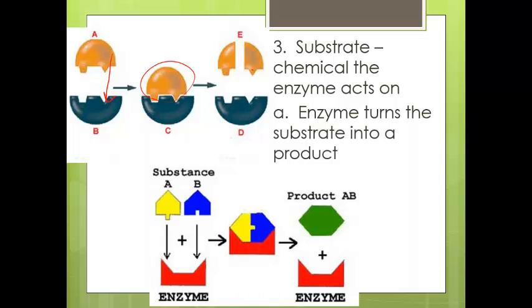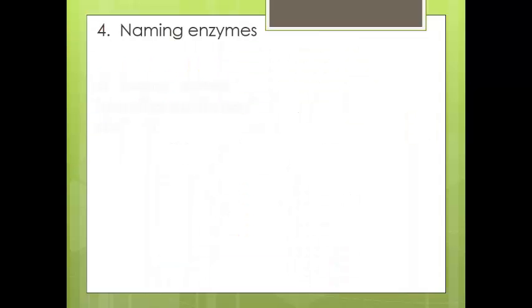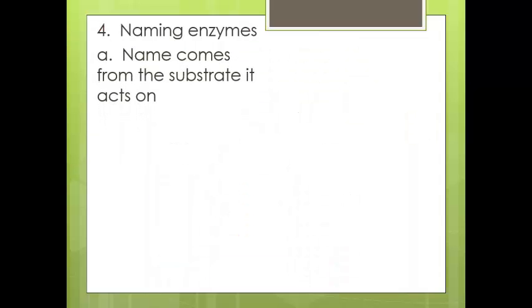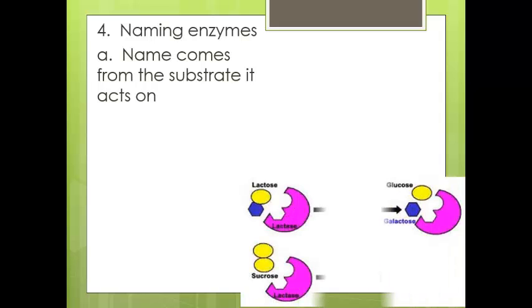But in this picture, it's the opposite. Again, the substrate comes in and fits to the enzyme, and this causes the substrate to be bonded together, so our product in this case is something bigger. When we name enzymes, we need to know what substrate they are bonding to, what substrate they are reacting with, because that's how the enzyme is going to get named.